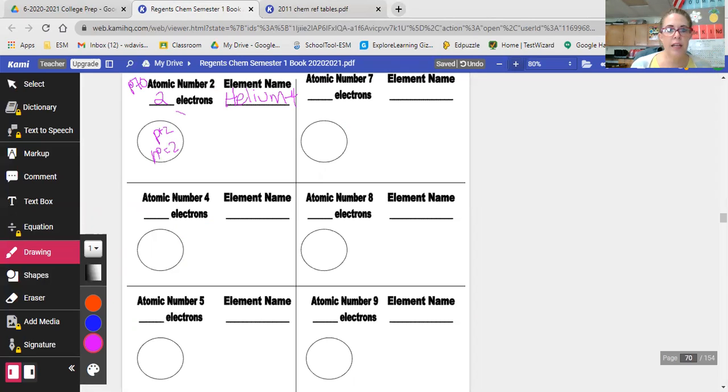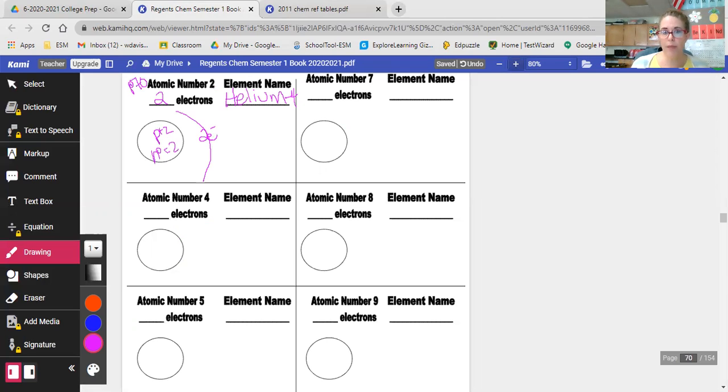Energy level 1 can hold 2 electrons, and I have 2 electrons to place. So I'm just going to do 2e for electrons. I don't want to do all the little dots, which you can do also. Unless you want to do the dots, you can totally do the dots.